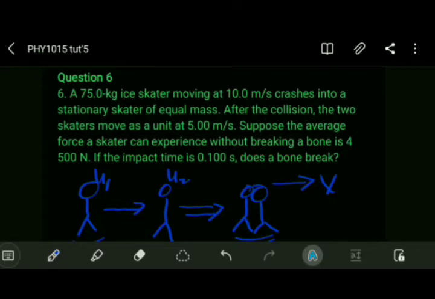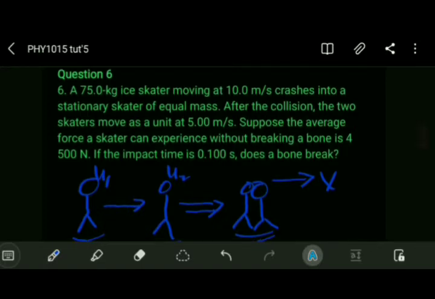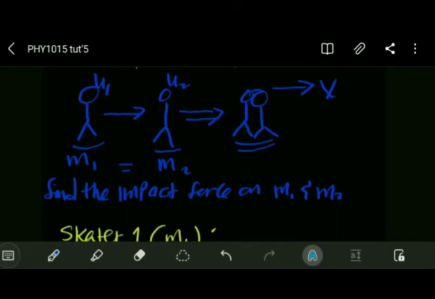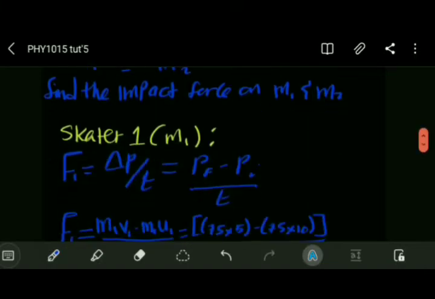Okay, so here we know how to find the force. We know that the force is equal to the change in momentum over the impact time. So we are going to look at the change in momentum for skater number 1 over the impact time, as well as the change in momentum of skater number 2 over the impact time. So we are finding the impact force on skater 1 and skater 2, or M1 and M2. So I'd rather use M1 and M2 here. So let us begin with M1.